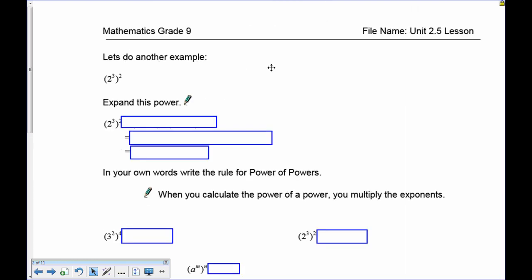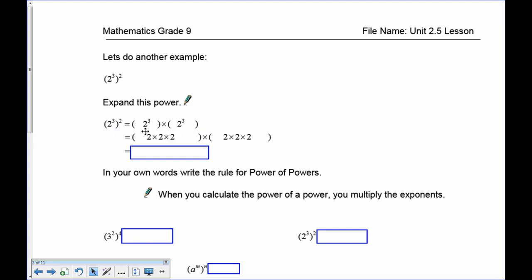Let's take a look at another example. This is 2 to the power of 3 raised to the power of 2. So let's expand this power out. You have 2 to the 3, and you're going to multiply it by itself 2 times. That means you have 2 to the 3 times 2 to the 3. Expanding that out, 2 to the 3 is 2 times 2 times 2, and this one here is 2 times 2 times 2 also. So when I take the brackets out, I get 2 to the 6 because there are 1, 2, 3, 4, 5, 6 2's. That's your base. Multiplying it by itself 6 times means it's 2 to the power of 6.